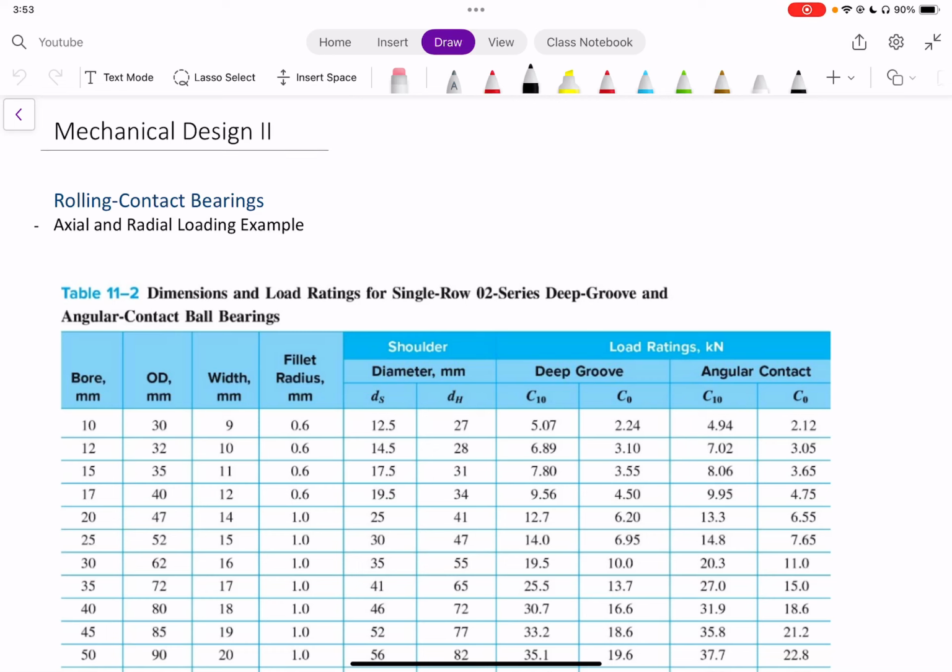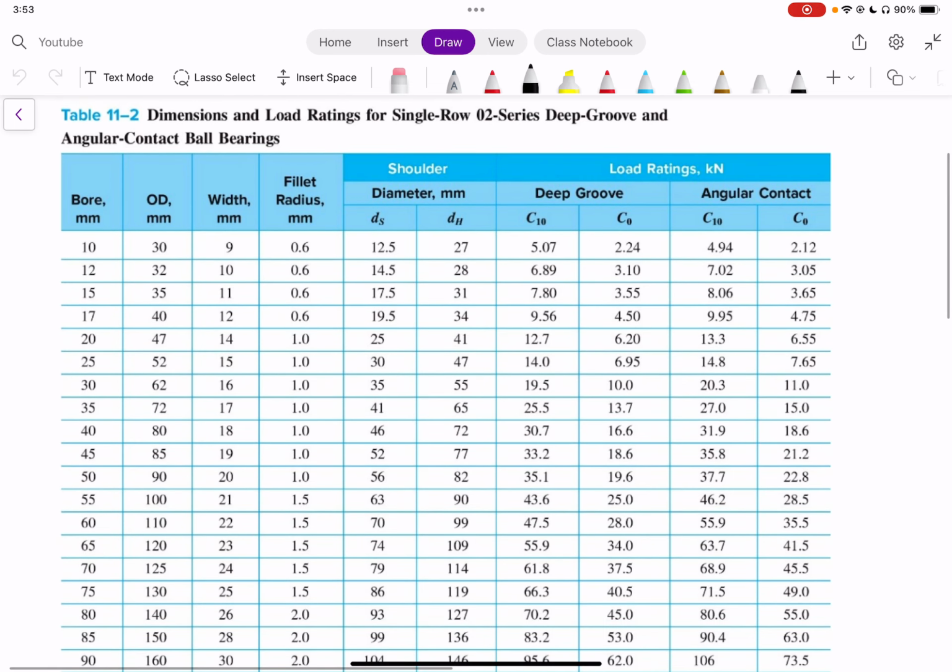Hey everyone, in this video we're going to talk about rolling contact bearings, and specifically look at a combined thrust and axial loading example. This video is part of a lecture series on mechanical design too. So we're going to get started with a problem that needs table 11.2.